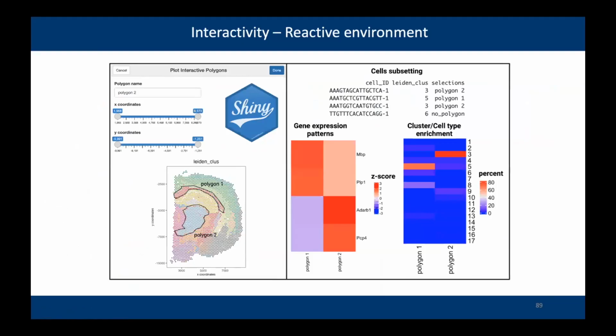You can draw these polygons in whatever shape you want. You can have multiple, and you do that, and that is immediately integrated into your Giotto object. So you can use it in the spatial transcriptomics analysis without having to switch from one application to the other. So it's all integrated within the same Giotto Suite interactive exploratory data analysis.